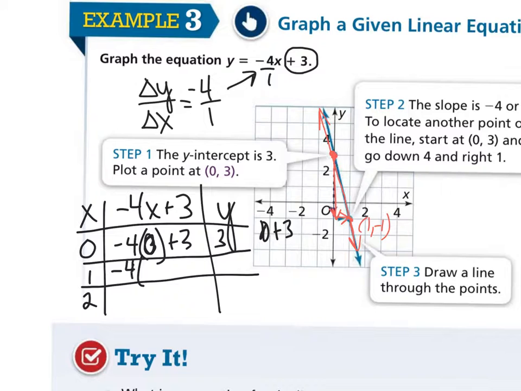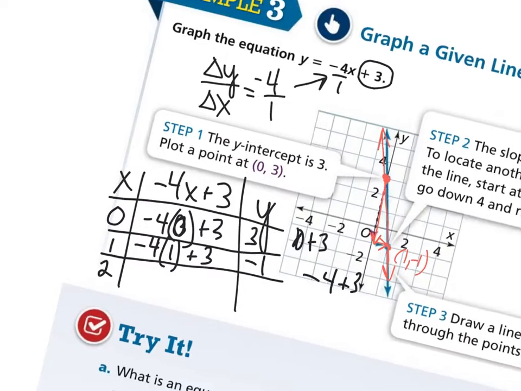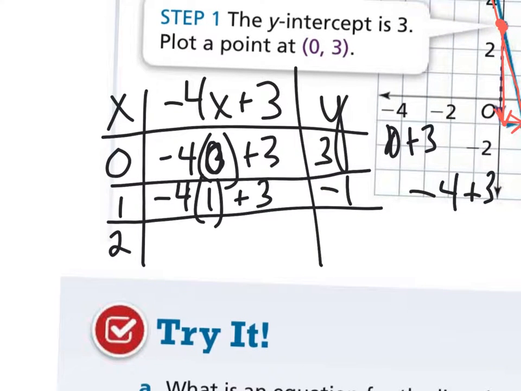If you put in a 1 for x, it would be negative 4 times 1 is negative 4, plus 3, which is negative 1. And if you put a 2 in place of x, negative 4 times 2 is negative 8, and negative 8 plus 3 would be negative 5.